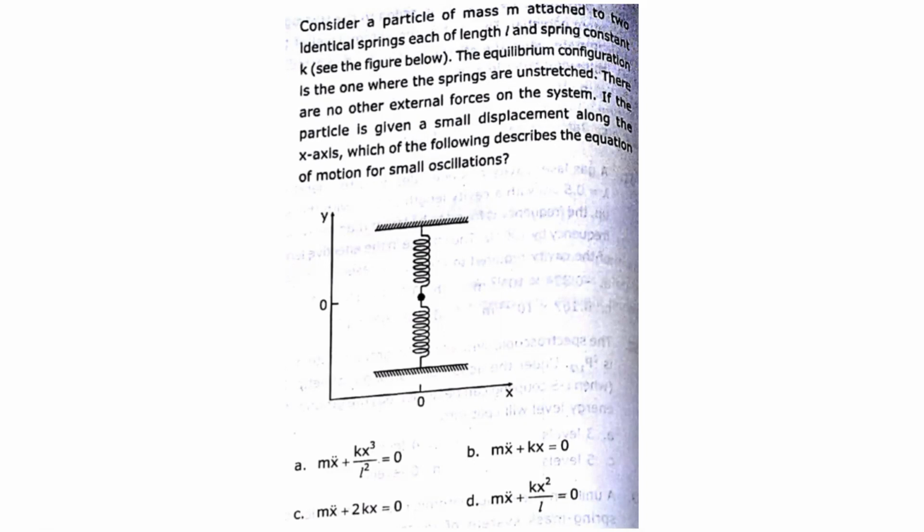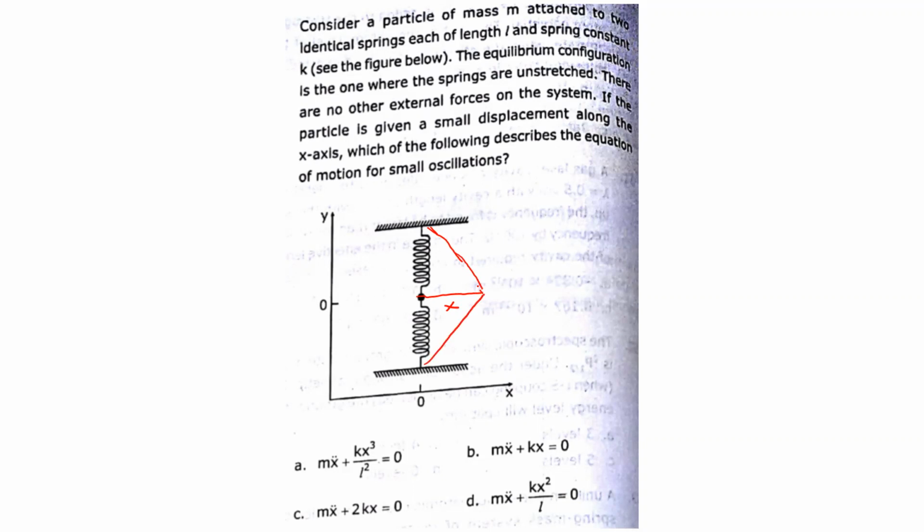So what they're saying is, this is the particle of mass m. The black dot is the particle. If it is displaced from this point to this point by some small amount x, what is the equation of motion that this particle will execute?